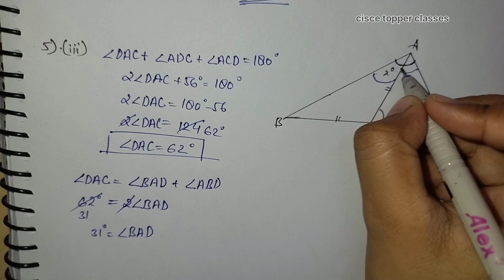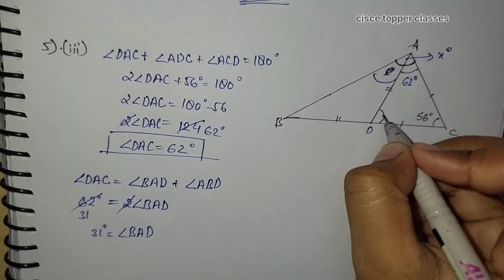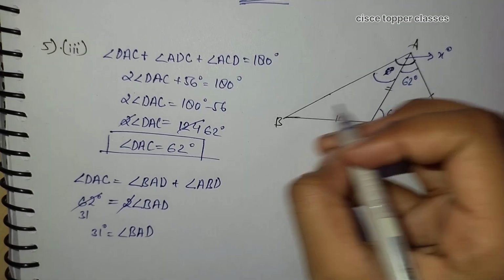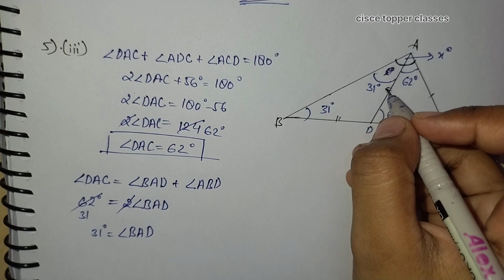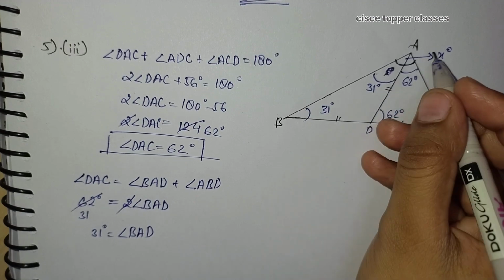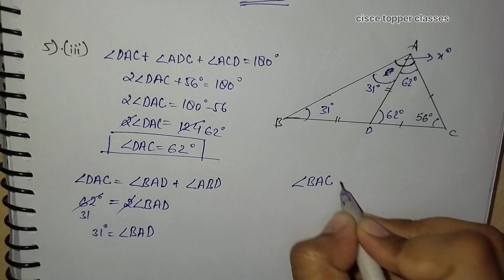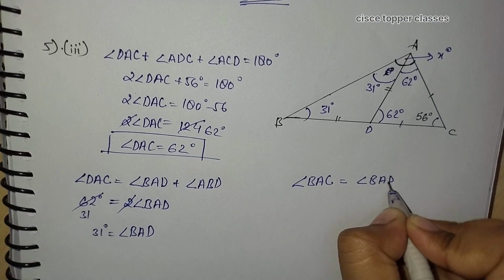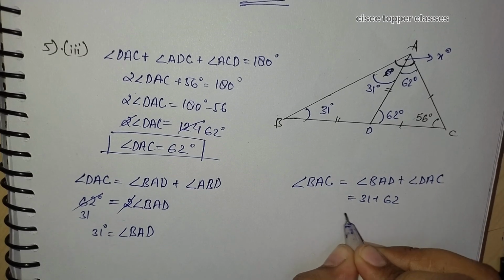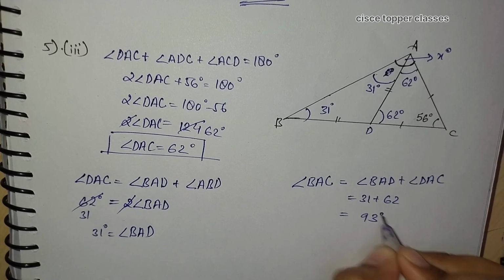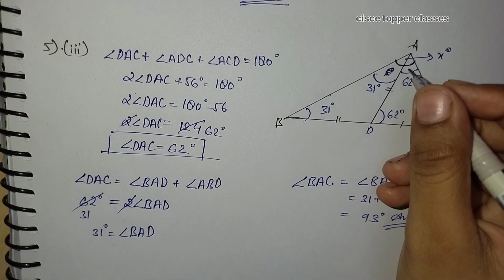Means this one whole angle is x degree, and this angle we have found as 62 degree. This is also 62 degree. This is the exterior angle of this one, and this is 31 degree. This is also here 31 degree. Now we have to find the value of this whole angle, which is the value x has. So BAC is equal to angle BAD plus angle DAC. Simply we will add 31 plus 62 and this will be 93 degree. So this is the final answer, means the angle here is 93 degree.